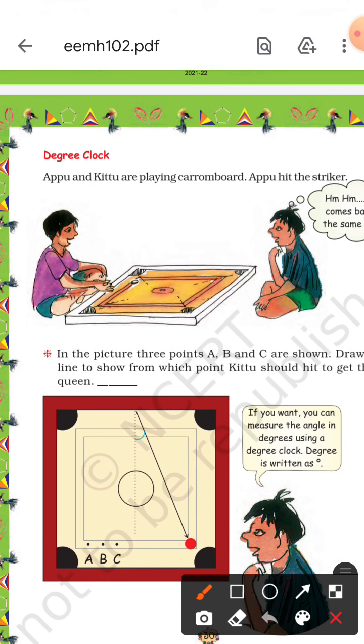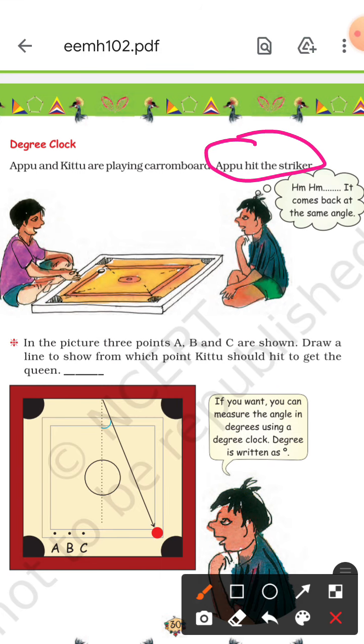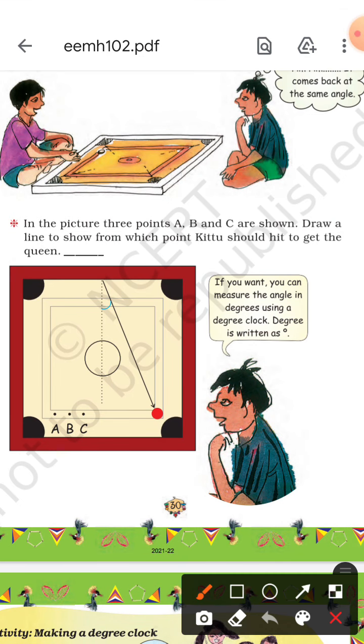So if you look at this figure, you can see that Appu and Kittu are playing carom board. Appu hit the striker, so after hitting the striker, it comes back at the right angle. In the picture, 3 points are shown on the carom board, A, B, C. We have to draw a line to show from which point Kittu should hit to get the queen. The queen means the one in the red color.